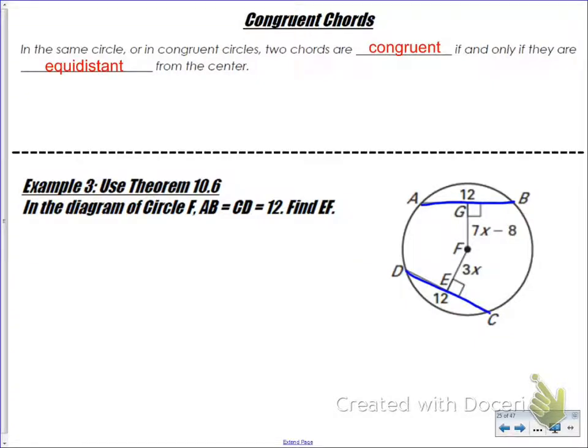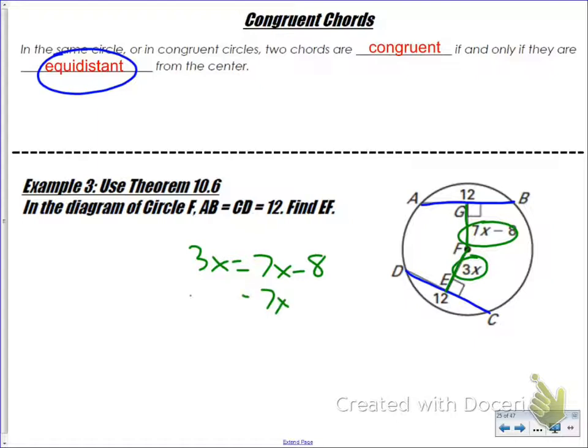So these chords are congruent, meaning, based on this property up here, that they are going to be equidistant from the center. And what that means is the distance from each of these chords to the center is represented by line segments EF and GF. Those are the distances from those chords to the center. Since the chords are congruent, that means these distances need to be equal to each other. So we go ahead and we set 3x equal to 7x minus 8. And we just solve the equation.